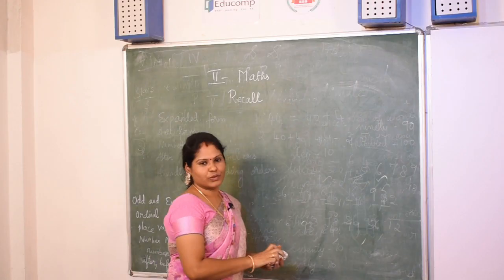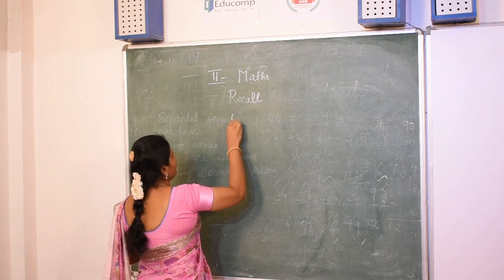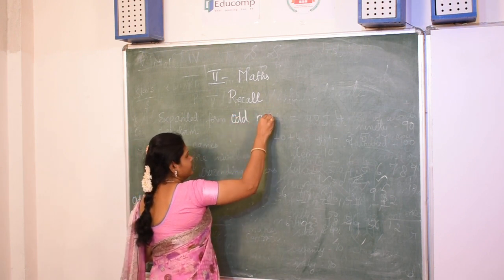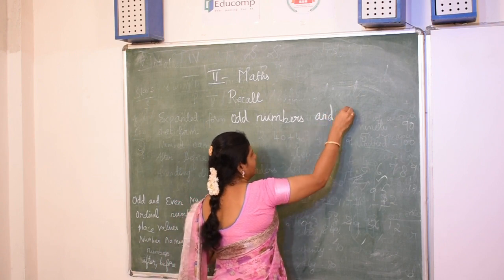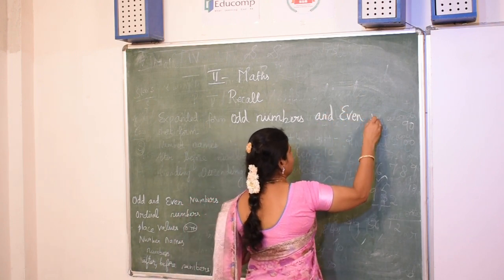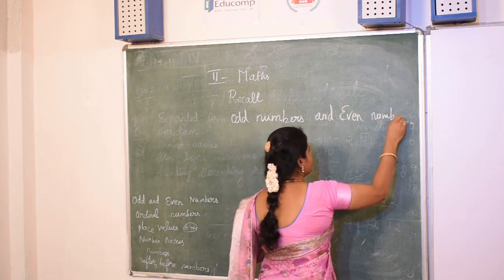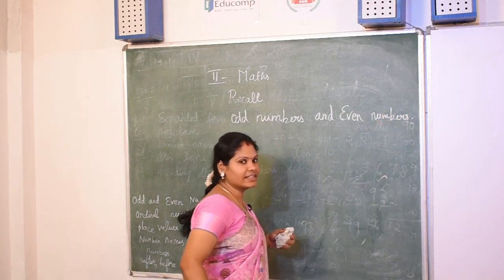We are passing on to a chapter, odd numbers and even numbers. So what is an even number?